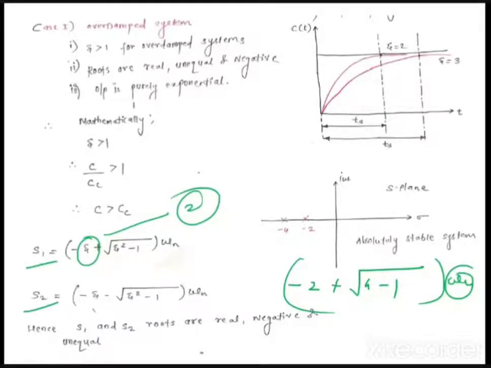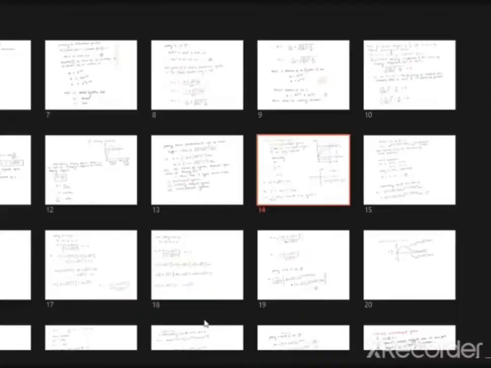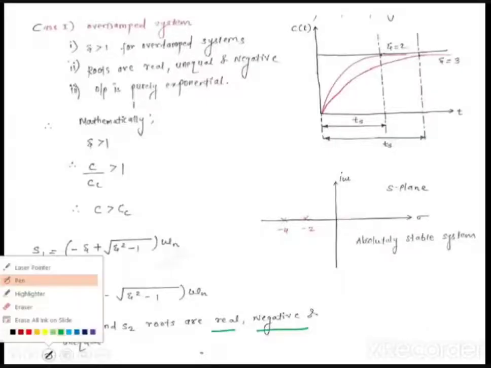But the important point is that the value of zeta should be greater than 1. You put any value greater than 1, you will get some magnitude, and whatever values of the S1 and S2 roots you get, they will always be real, negative and unequal. Means you will get, let's say, -2, -4, -2 point something, it doesn't matter, but they will always be real, negative and unequal. Is it clear? So this is the first step.